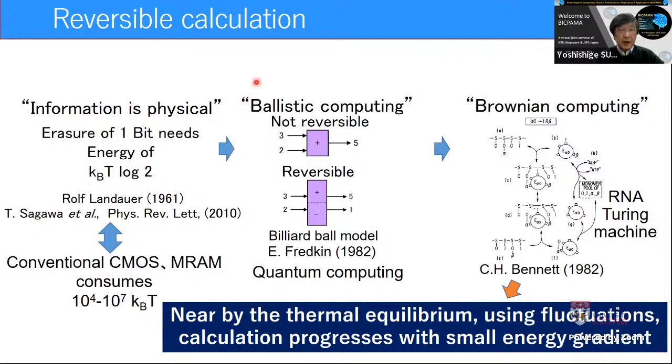There are two types of reversible computing, either ballistic computing or Brownian computing. Ballistic computing uses a mechanical system without scattering or friction. Quantum computing is an example. It is a unitary transformation and reversible.